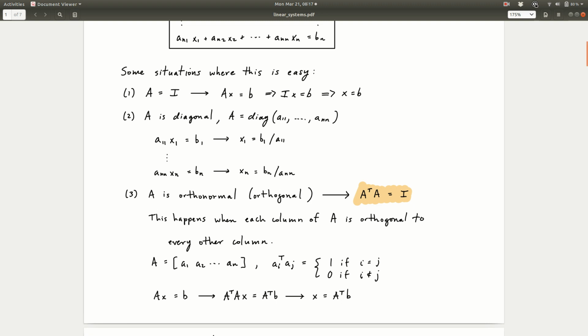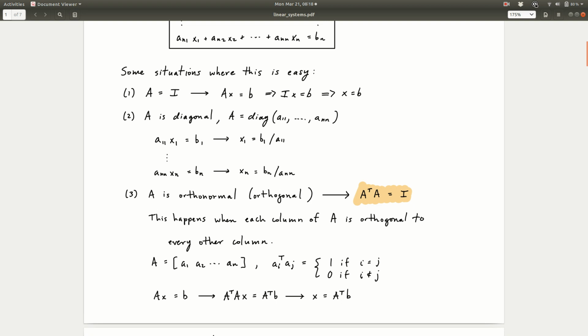Now let's go to a slightly more complicated one. If A is a diagonal matrix, but not the identity, we write it like this: A equals diag(a11, up to ann). What this means is you have an n by n matrix, and all of the entries of the matrix are 0 except for the diagonal entries a11, a22, a33, up through ann.